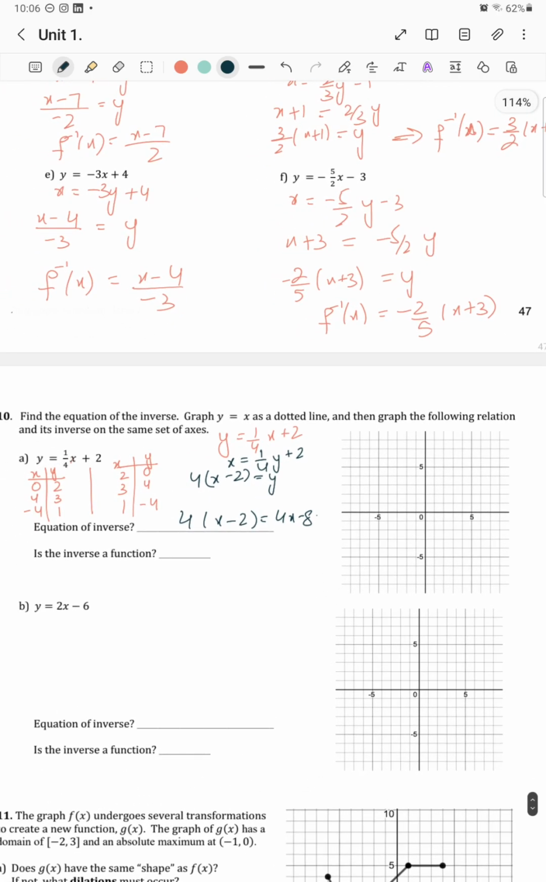Okay, 0 and 2, 4 and 3, minus 4 and 1, 2 and 0, 3 and 4, 1 and minus 4.